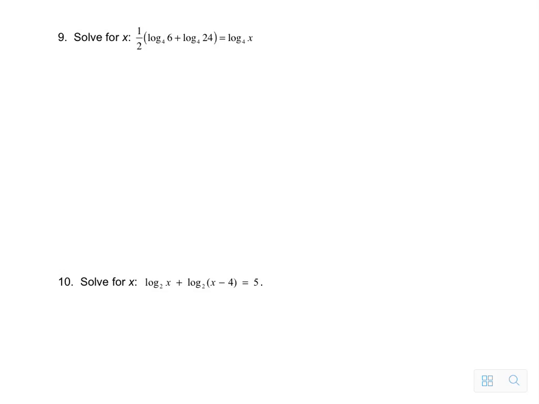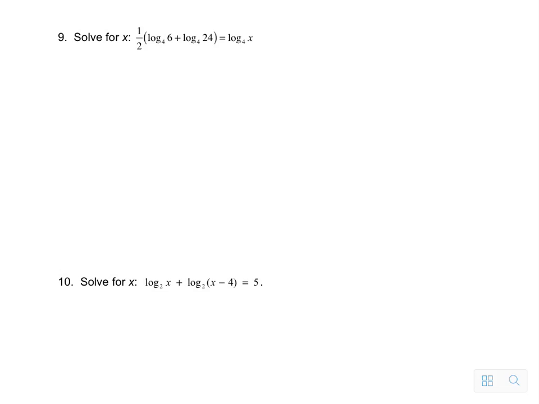All right, I've got logs on both sides this time, which makes it a lot easier. They have a common base, so if I can get a single log on the left, then maybe I can solve. All right, half in the front means that it was an exponent, but raising to the half power means, oh, you're right, square rooting. So let's see what we have here.